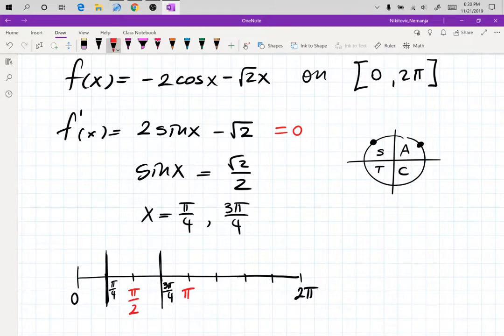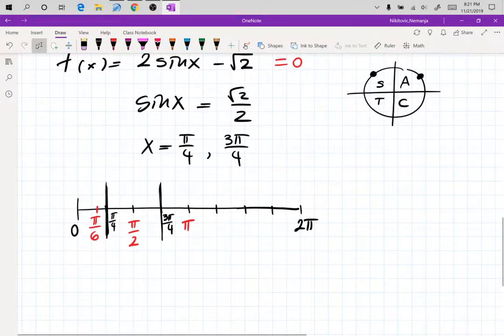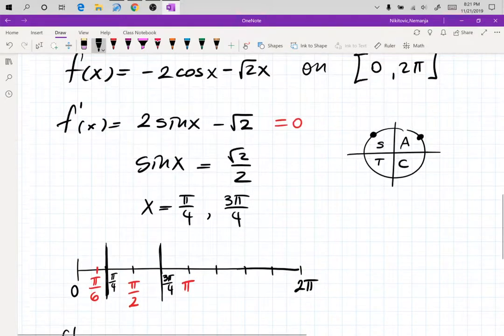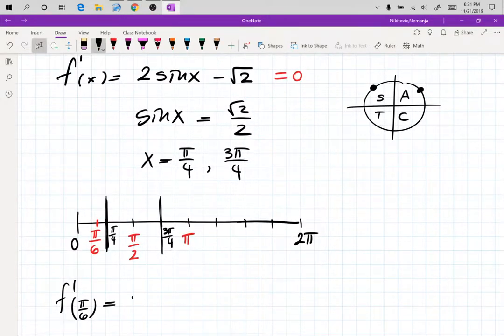And what is the value that I can use on the left? Pi over 6. Pi over 8, we don't know what the value is, right? So we're going to use pi over 6 here, because we can calculate sine and cosine of pi over 6 without a calculator. All right, so now I have my f prime of pi over 6. F prime is 2 sine pi over 6 minus root 2.